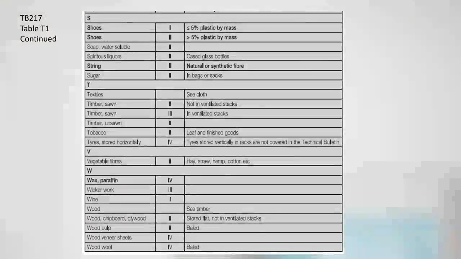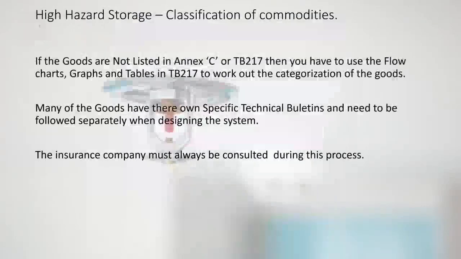And then that's table 1 continued. So it's the same again. You just work your way down, find out what you've got, keep doing it. So you've got timber sawn, not in ventilated stacks, category 2. Ventilated stacks, category 3. Timber unsawn, category 2. If the goods are not listed in Annex C or TB217 tables, then you can use the flow charts, graphs and tables in TB217 to work out the categorisation of the goods.